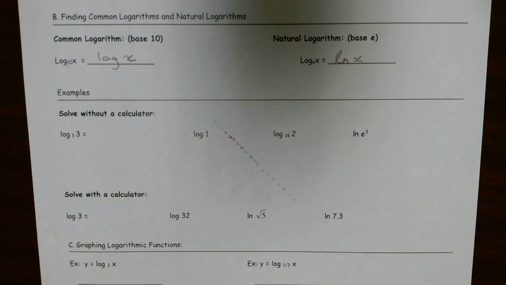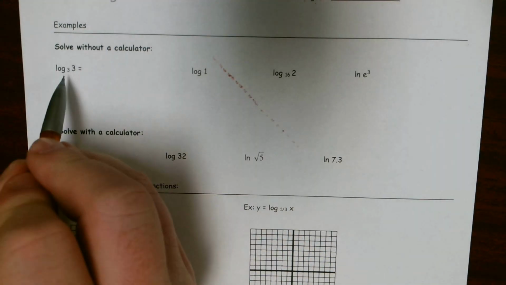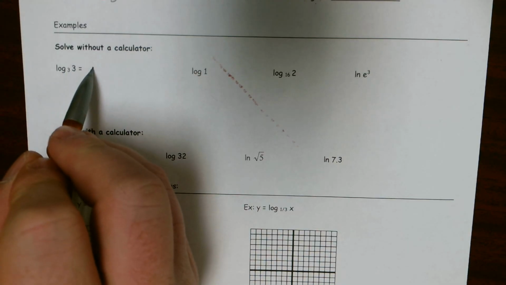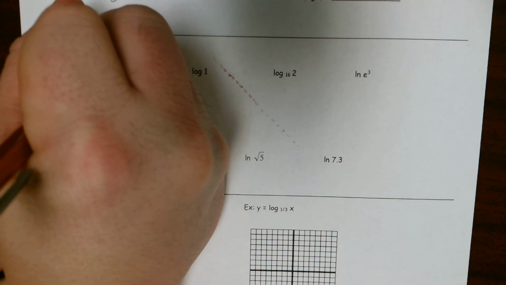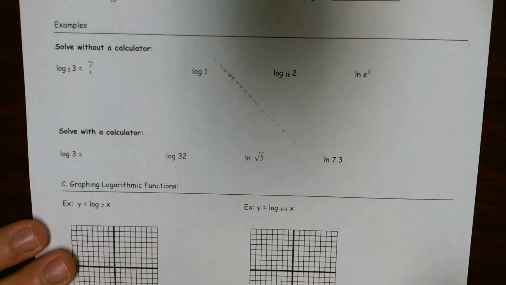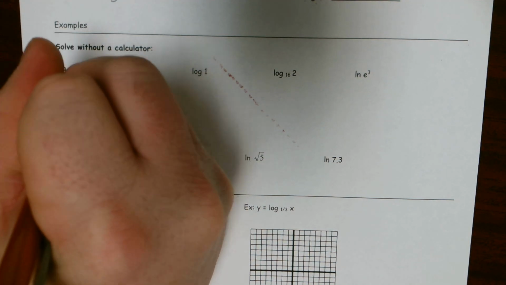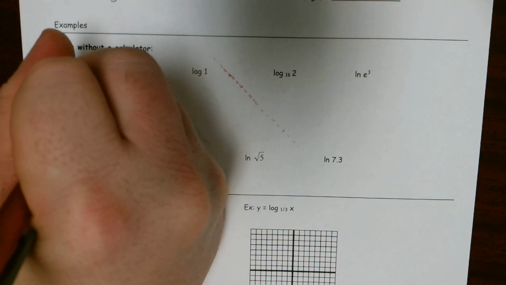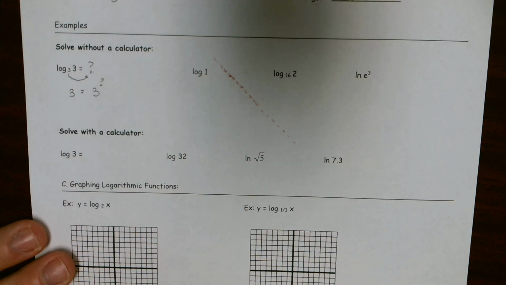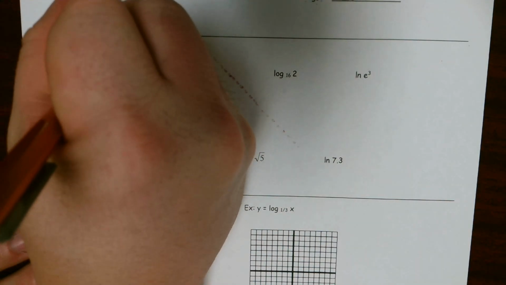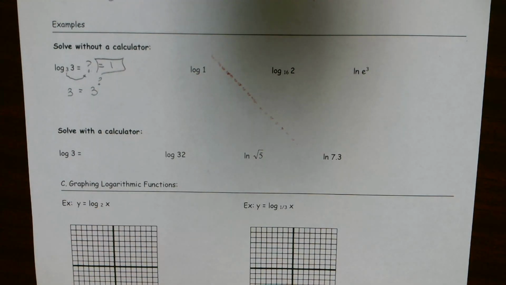Okay, let's take a look at solving some logarithmic expressions without a calculator. So we have log base 3 of 3 is equal to something. We don't know what it's equal to, and we don't want to use a calculator, so I'm going to put a little question mark right there. Well, remember, a log is an exponential. So if I go underneath, 3 is equal to 3 to the what power? And that should be telling you 1. 3 is equal to 3 to the first power.